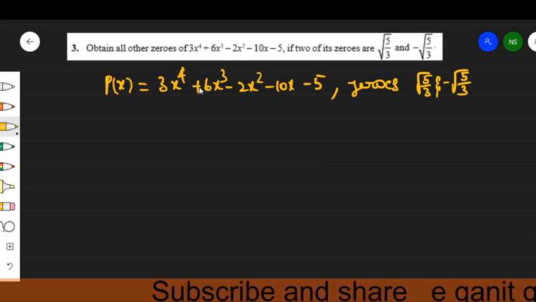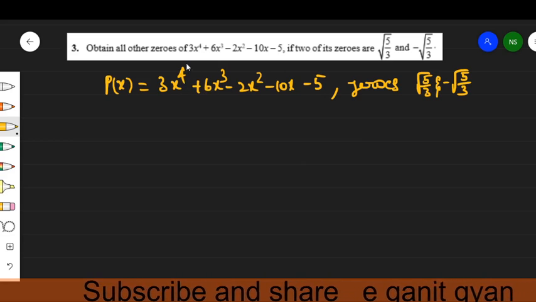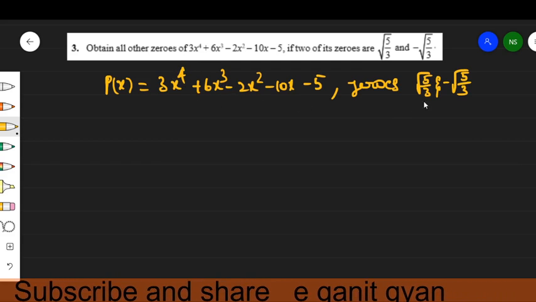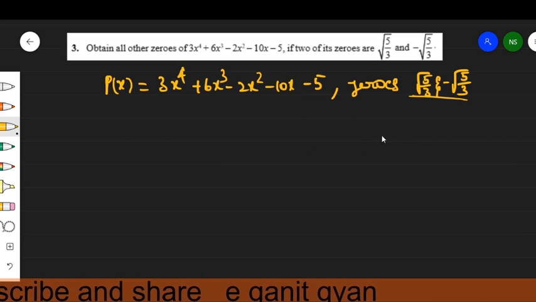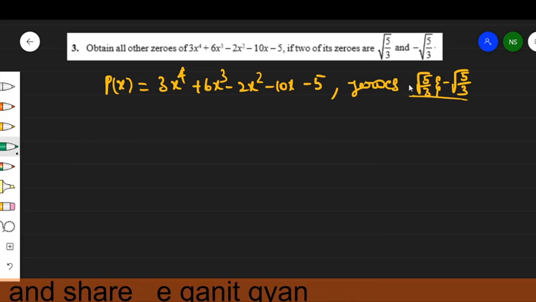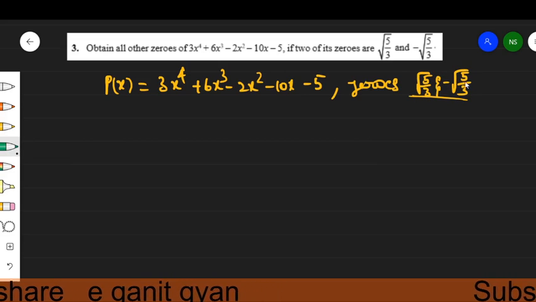Two zeros they have given, and the remaining two zeros we need to find out. How can we say exactly? We will have 4 zeros here based on the degree of the polynomial. Here the highest degree is 4, so it will consist of 4 zeros. Already two zeros they have given, and the remaining two zeros we want to find out. So first, I will use these two zeros and make a polynomial.